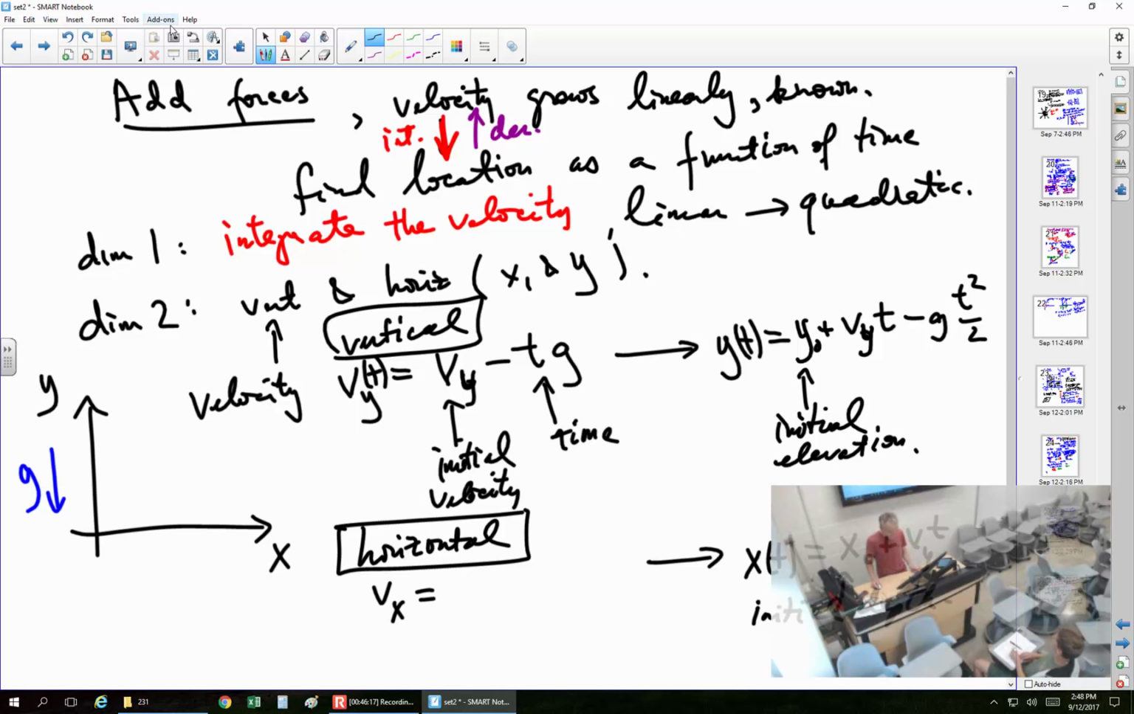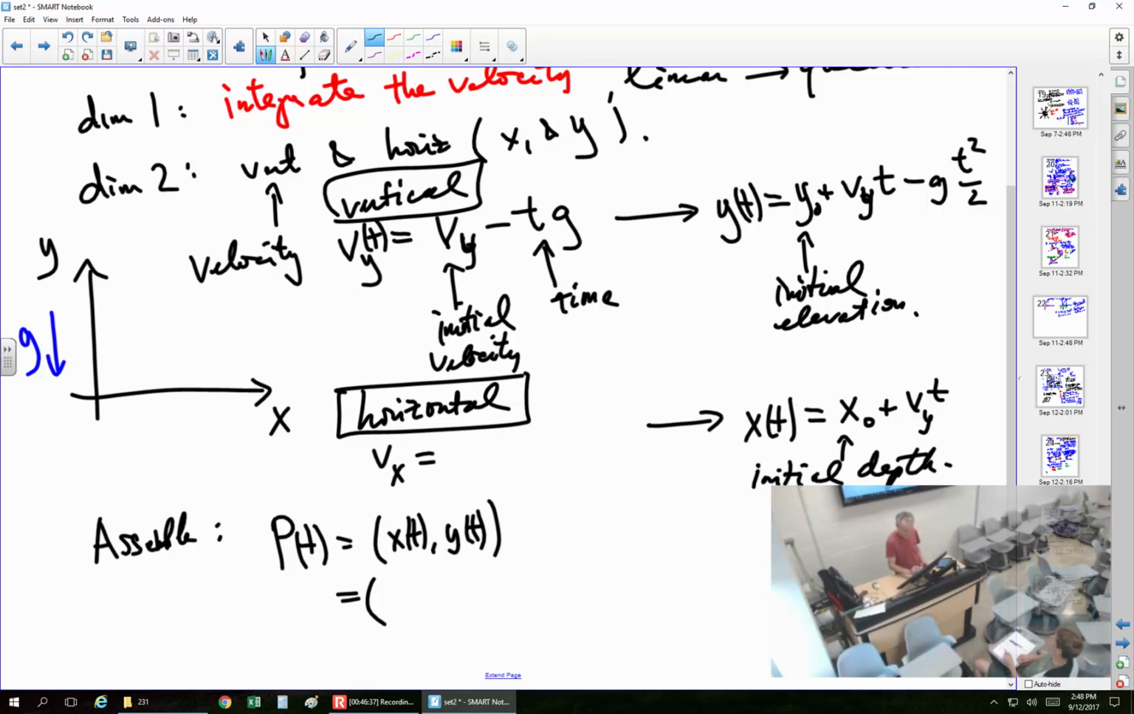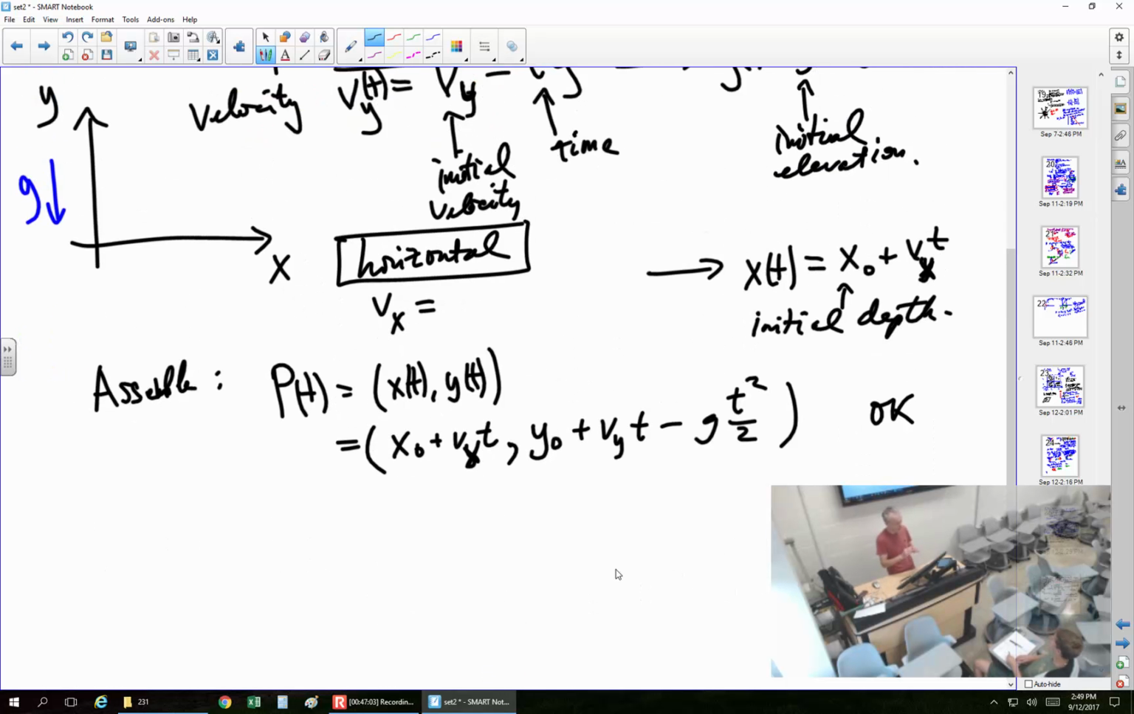Okay, so let's assemble it into vectors. I have my p of t, which is made of x of t, y of t. Writing it out, I have x naught plus v x t, and the second one is y naught plus v y t minus g t squared over 2. Once again, this is okay, but not good enough. We want to have vectors. We want to match up the things that set up the problem, and the setup of the problem is naturally the initial location, the initial velocity, and the force. These are the three things.